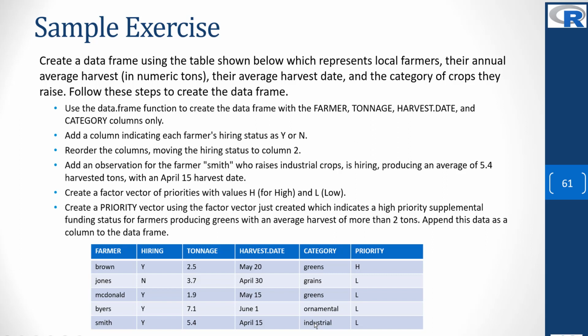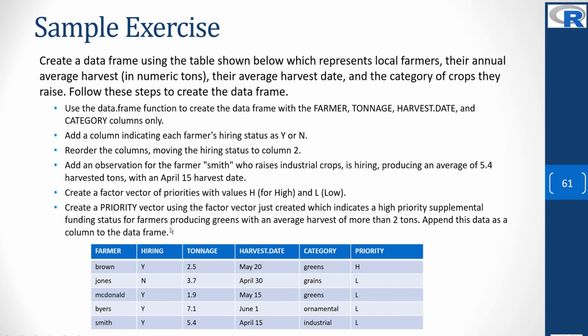Industrial was interesting. This includes rubber and tobacco. There's also oil farming for crops like corn and canola. So I've included a few of these, and we're going to specify more than what's shown in the category here as we create this data frame. I'll give you that data as we go through it. These other columns, priority, hiring, we'll create those dynamically after we've done the basic data frame.